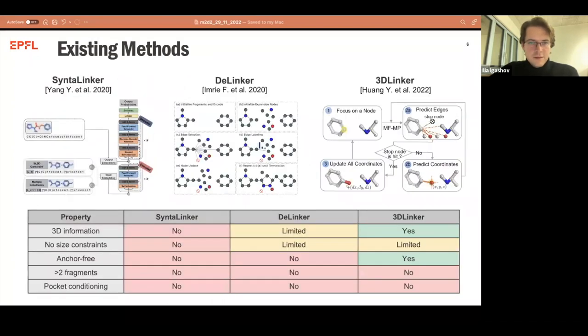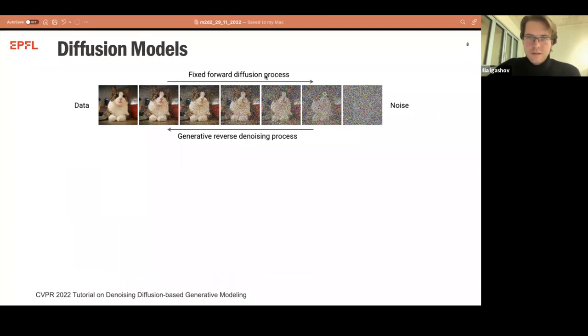Okay, so I think I will keep talking about diffusion models then. The main idea of the diffusion model is that we have two processes. The first process is a forward diffusion process that maps our data point, which is in this case an image of a cat, to noise. And the other way around, the denoising process is intended to take the noise as input and transform it into something that makes sense in terms of our training data set. In this case, some image of the cat.